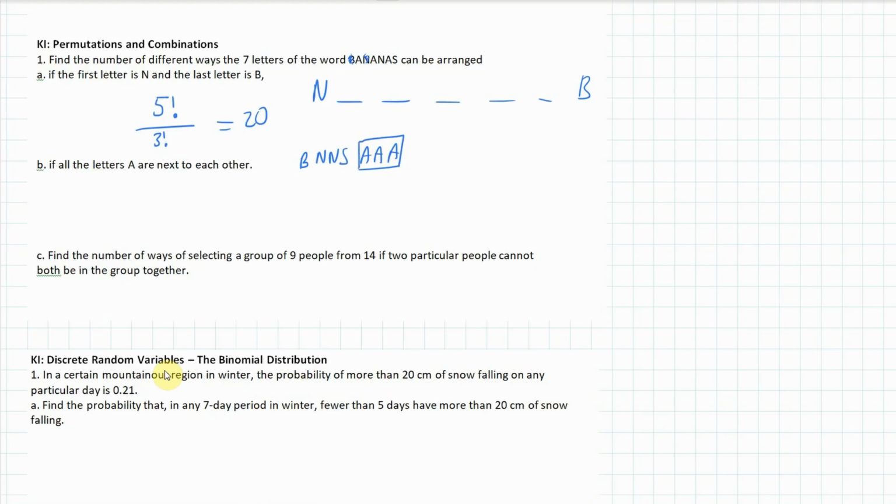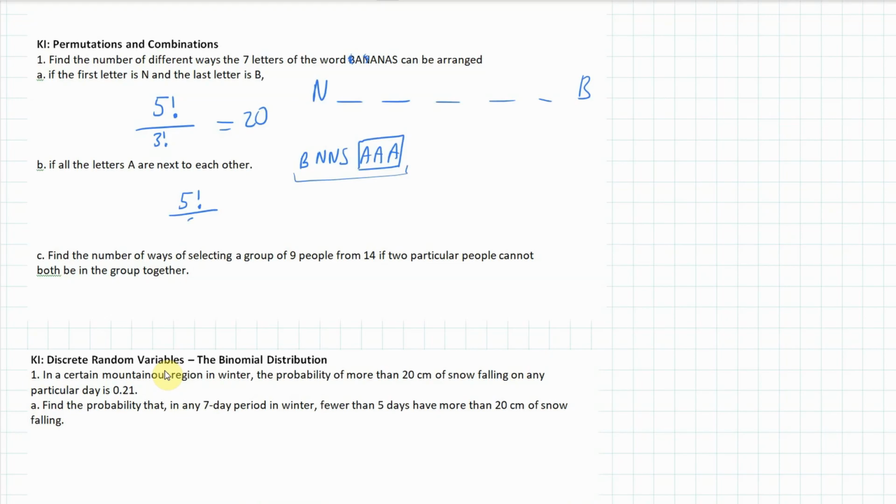So we've got therefore like 5 things we're arranging. So we go 5 factorial, and the A's, it doesn't matter which way they're arranged because they're all exactly the same, so we can ignore that.